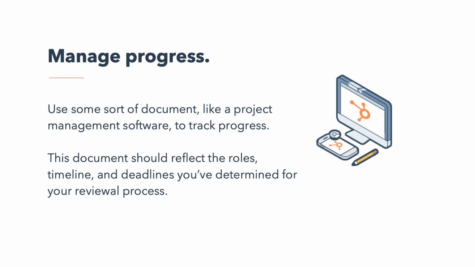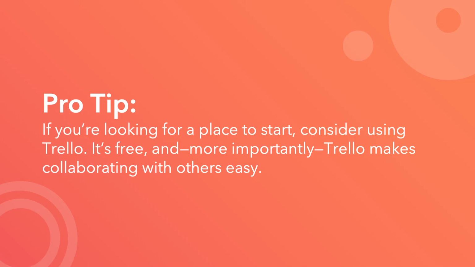This document should reflect the roles, timeline, and deadlines you've determined for your review process. Since you could have a team of people working together on a final product, tracking the review progress provides transparency across the team and keeps all stakeholders on the same page. It also allows for agility so that you can remain flexible and adjust deadlines if need be. Here's a pro tip. If you're looking for a place to start, consider using Trello. It's free and, more importantly, Trello makes collaborating with others easy.